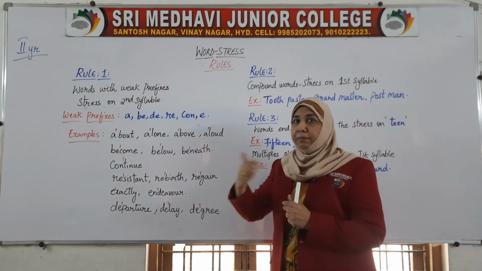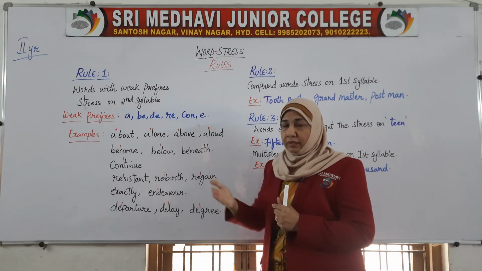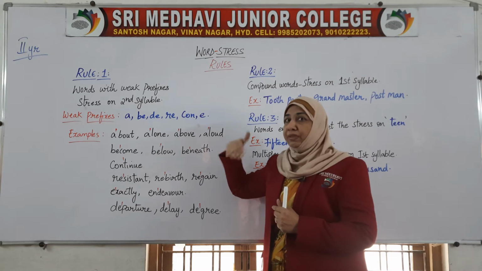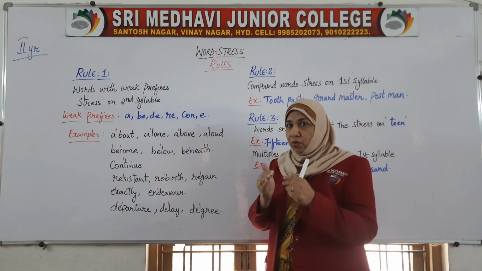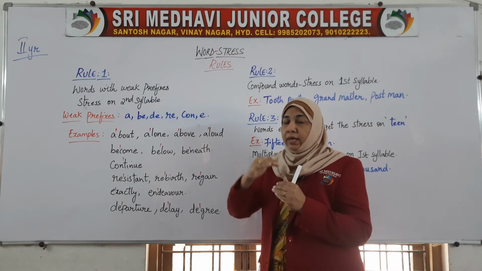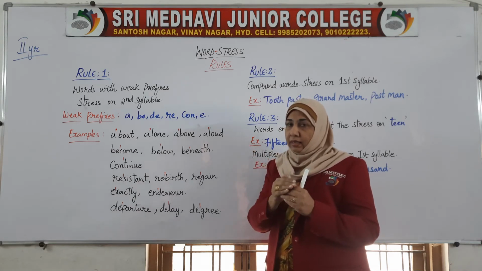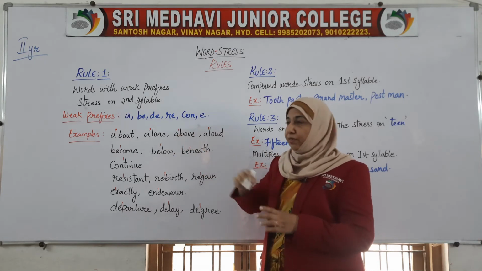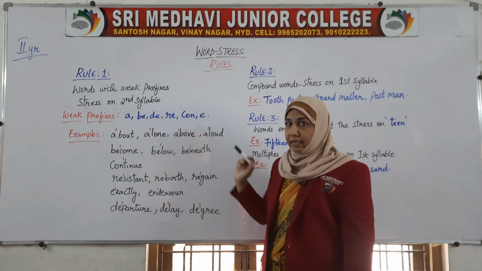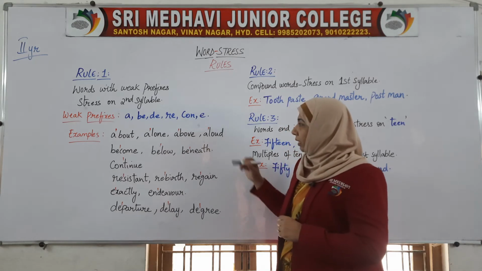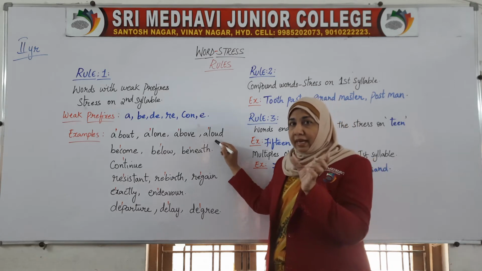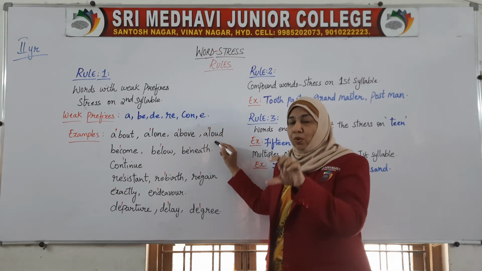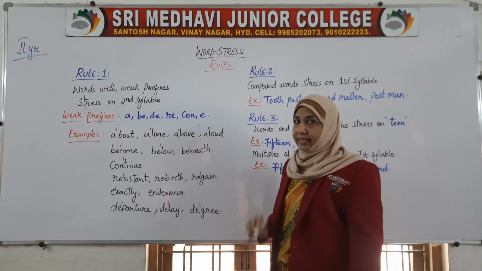Above, above the diagram, above the bench, above the tree. When you say this, you get a high pitch on 'bove' and low on A. So here the stress falls on the second syllable, that is B. The next is allowed. It is not about loud, we are saying it in a loud way, okay. So there we put the stress mark.